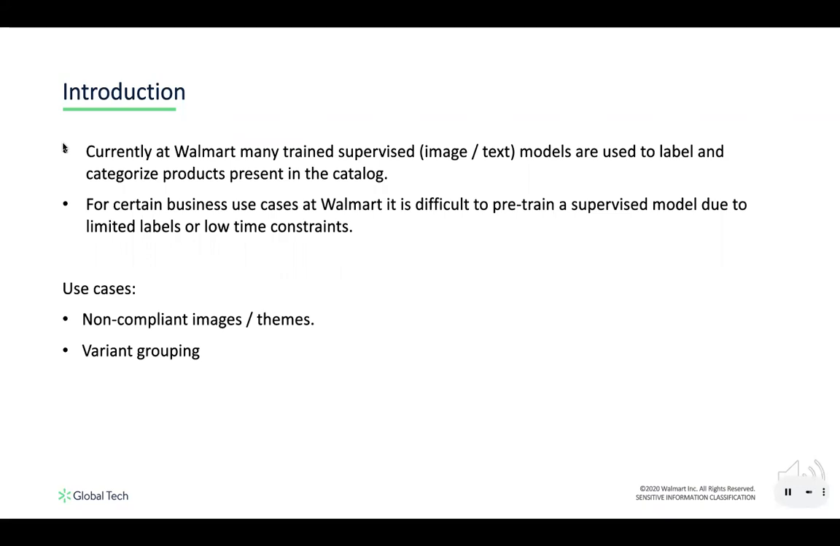For example, certain non-compliant events at Walmart are often sporadic and ephemeral in nature. In such cases, it is not feasible to train supervised models. Variant grouping is another use case where we attempt to group products based on subtle differences in color, size, and appearance. It is not practical to train models to capture these differences for every product in our catalog.